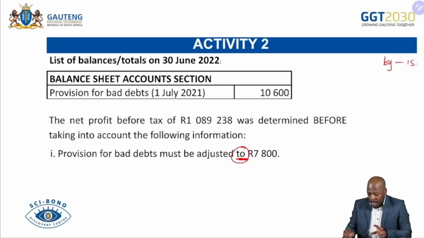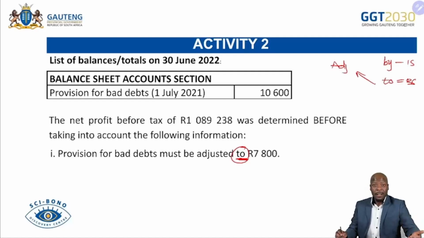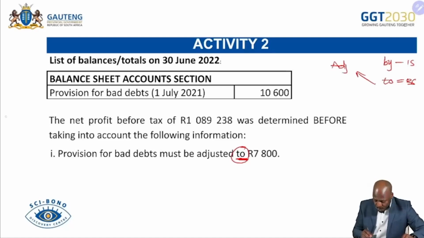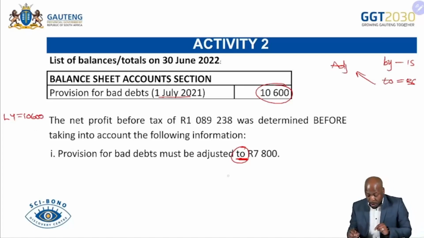All right? But whenever they say to, the to should go now to the balance sheet. That means we need to do the adjustment. We need to calculate whether it is increasing or decreasing. That means we need last year and we need this year's amount. So they're saying provision for bad debts must be adjusted to. That means if I'm to say it in an easy way, you need to know, I'll say last year, the previous year, which is 1 July 2021, it was 10.6. It was 10.6. Then this year, provision for bad debts must be adjusted to.